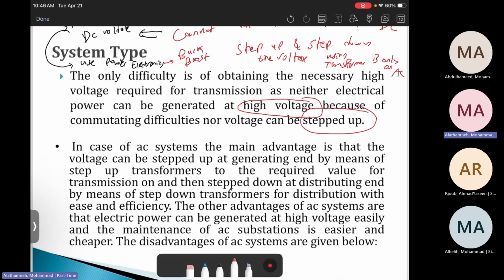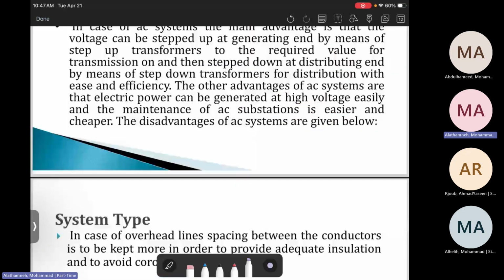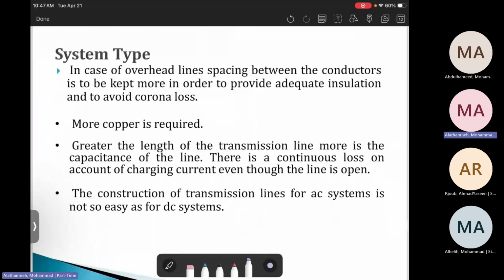So again, one of the main advantages is that we can make it an AC system, where we can step up or step down the voltage using the GSU, the generator step-up transformer, and step-down transformers. But again, this is not possible in DC. That's the advantage of AC over DC. Therefore, to solve this issue, we can use AC, or we can use DC using buck boost.